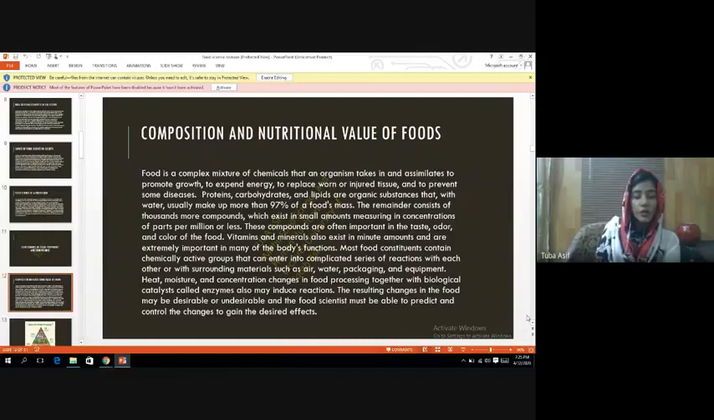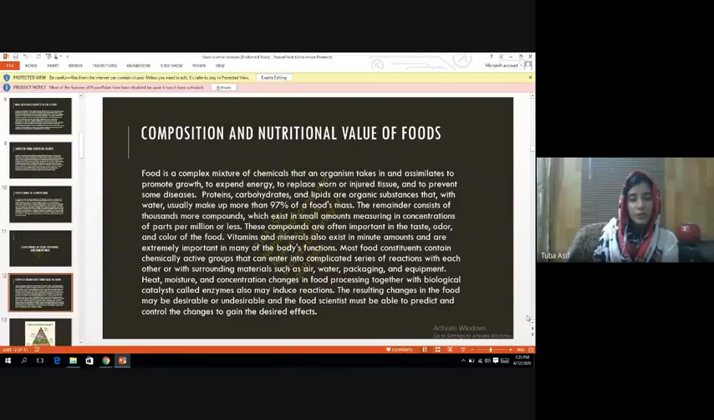Each and every nutrient has a specific purpose to perform. They have different metabolic rates. They have different metabolism mechanisms. Their mode of absorption or mode of action varies. So food is a complex mixture of chemicals that an organism takes in and then assimilates to promote growth, to expend energy, to replace worn or injured tissues, and to prevent some diseases.